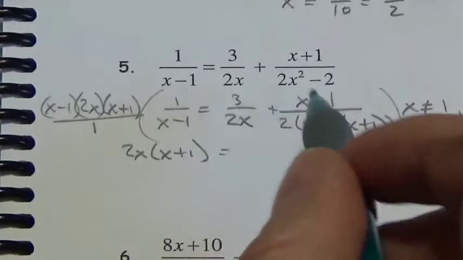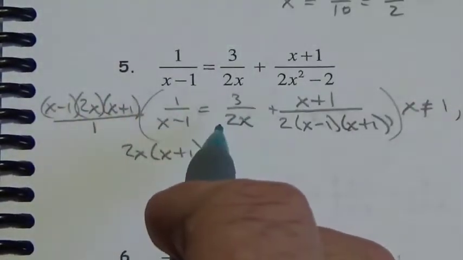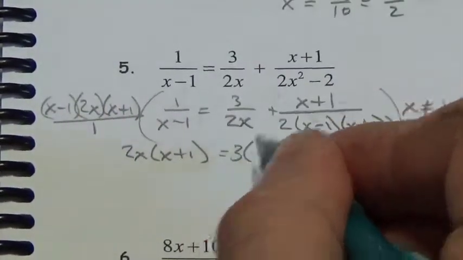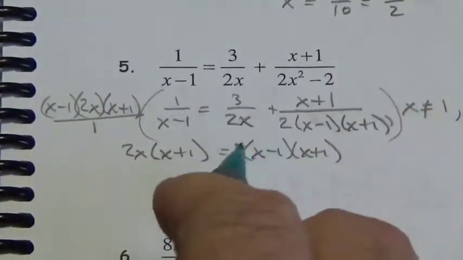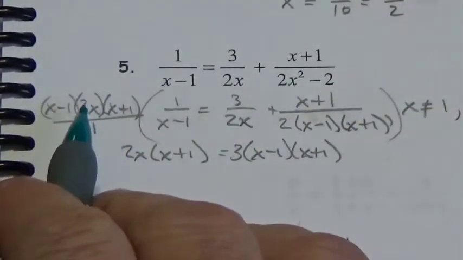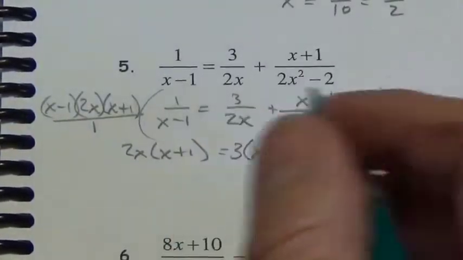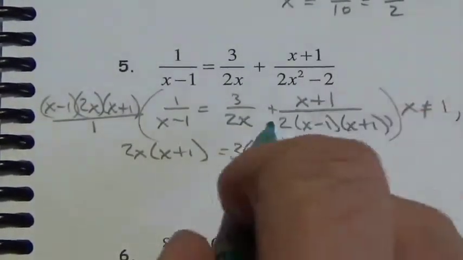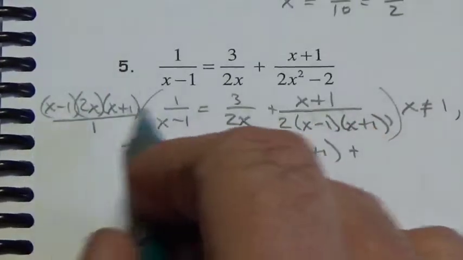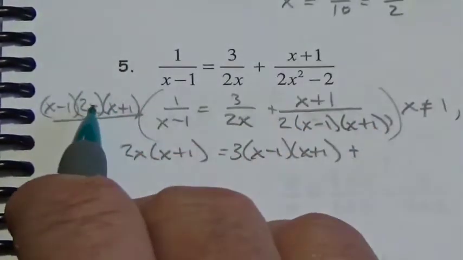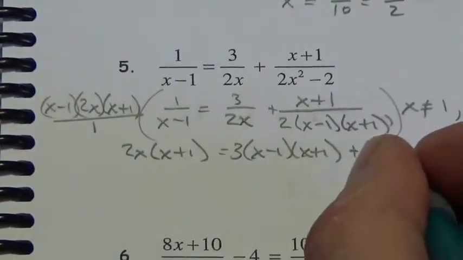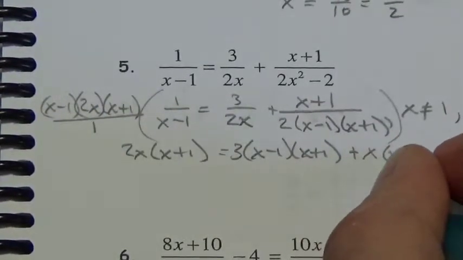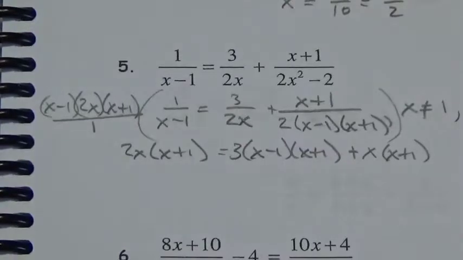In this one right here, the 2x is going to cancel, and I'm going to be left with 3 multiplied by x minus 1, x plus 1. Okay, that's what's left over here. Now over here, a whole lot is going to cancel. The 2 will cancel, the x minus 1 will cancel, the x plus 1 will cancel. All that's going to survive out of that is that little x multiplied through, so x multiplied by x plus 1. Okay, that's all that survived.